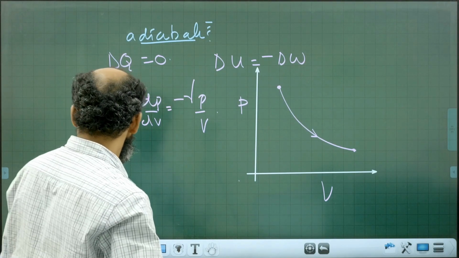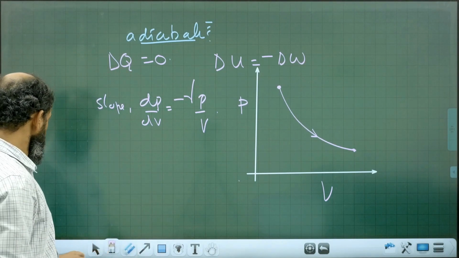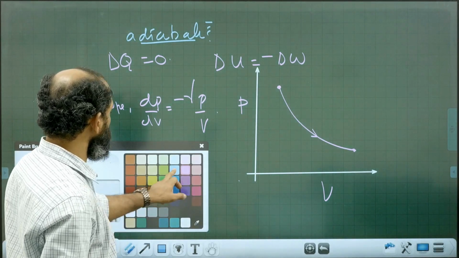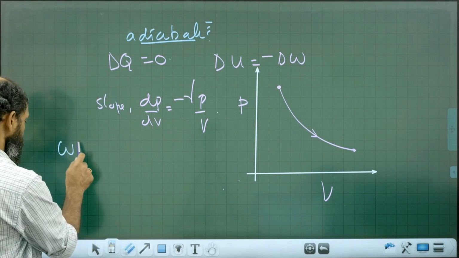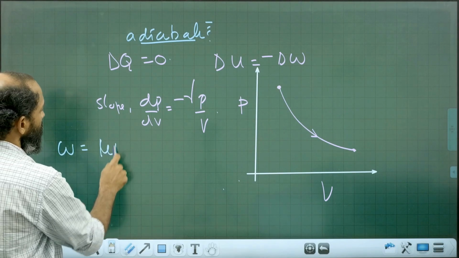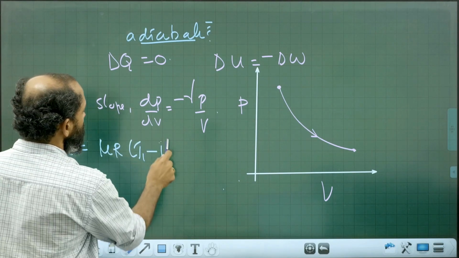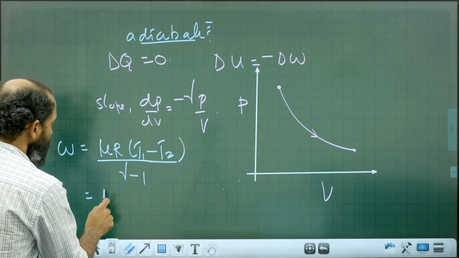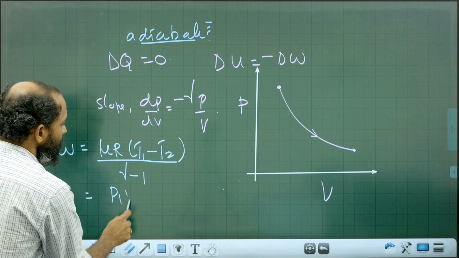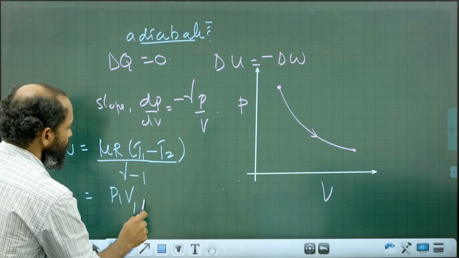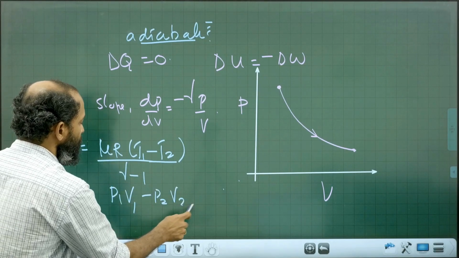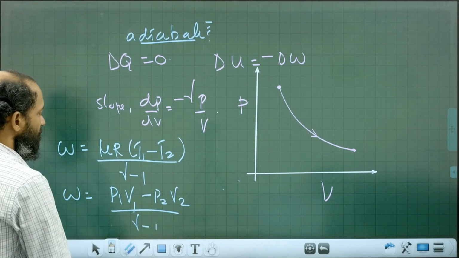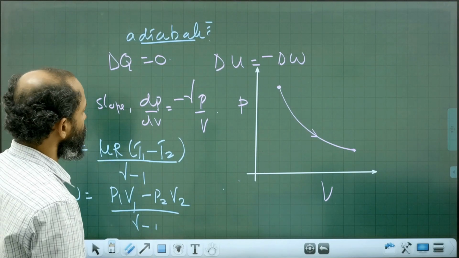Okay. Now, work done during the adiabatic process. The work performed. Work done is equal to mu R times T1 minus T2 divided by gamma minus 1. Or mu R T1 can be P1 V1. Mu R T2 can be P2 V2. So P1 V1 minus P2 V2 divided by gamma minus 1. So these two formulae are worth noting.